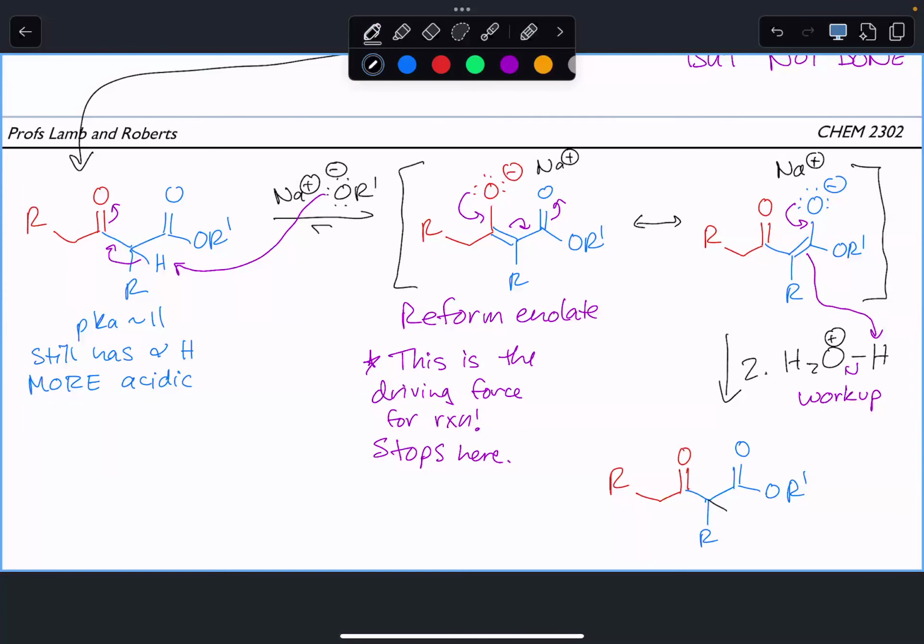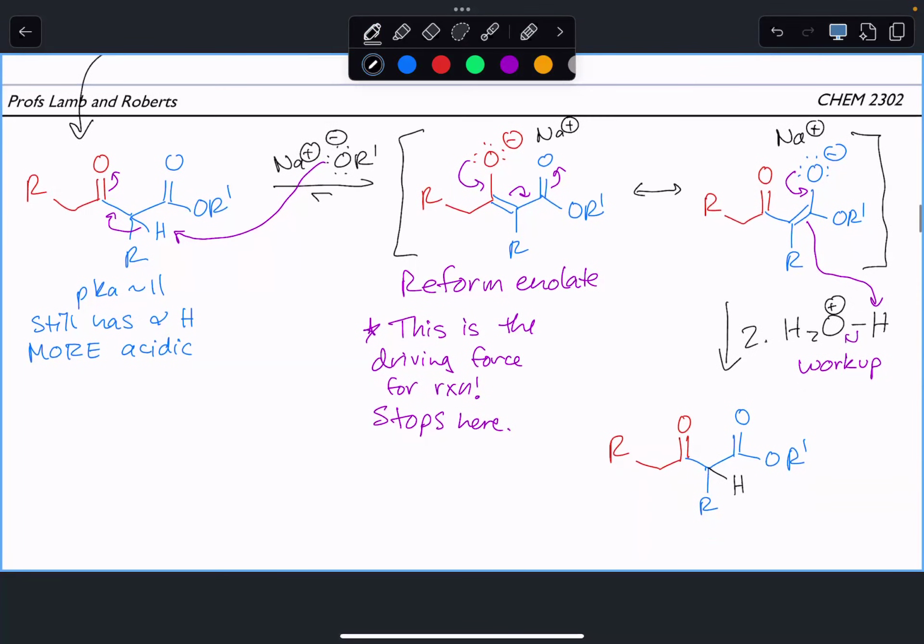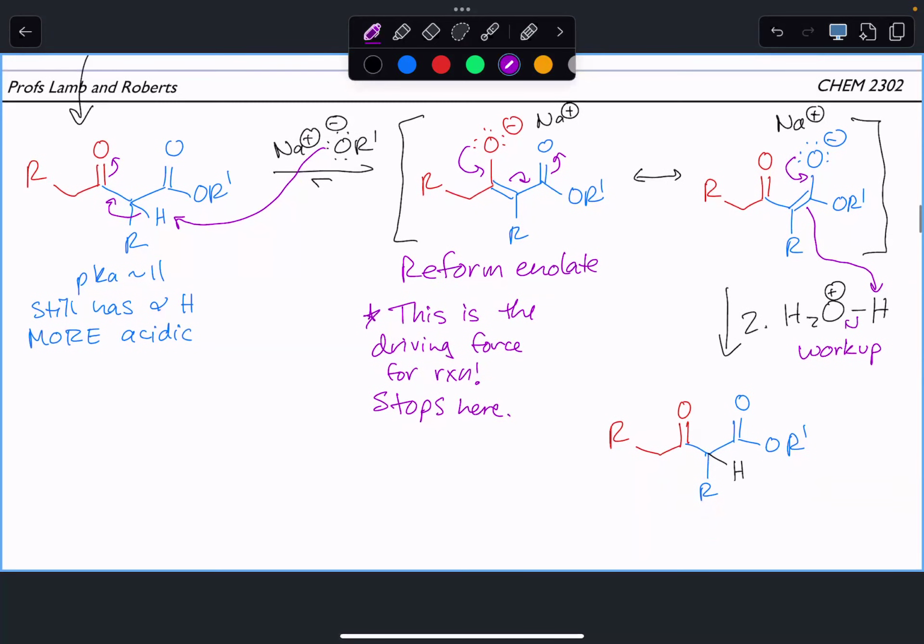So that's kind of the weird part, because we get the same product back, right? This is a rare case where you actually make the product as part of the mechanism, but your mechanism isn't done. You have to keep going because the driving force of the reaction doesn't happen until after that. Questions on that? That last part is kind of the tricky bit, I would say.